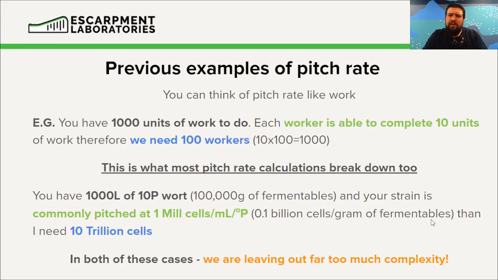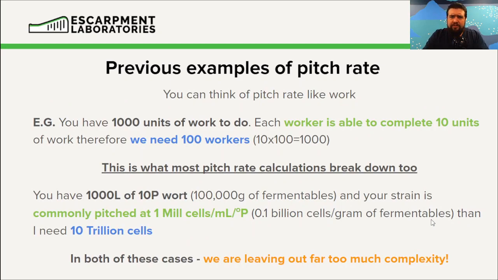Now, in Yeast Basics 1, we used a kind of rough analogy like this. An example: if you have 1,000 units of work to do, and each worker is able to complete 10 units of work, therefore we need 100 workers. 1,000 divided by 10, 100 workers. This is how most pitch rate calculators work.